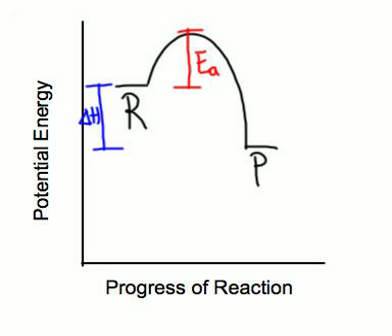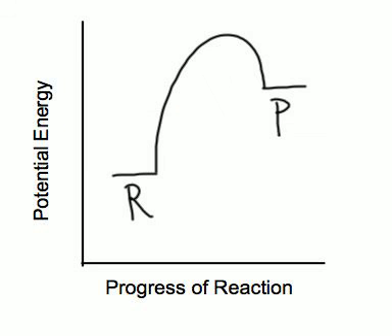We've been looking at an exothermic reaction. Let's go ahead and look at an endothermic reaction. Okay, this is a potential energy diagram for an endothermic reaction. Notice here the products are higher in energy than the reactants. Let's go ahead and label our delta H and our activation energy.